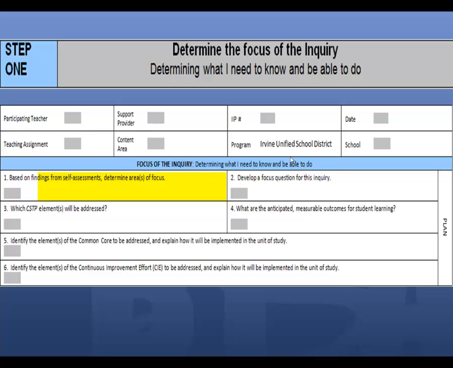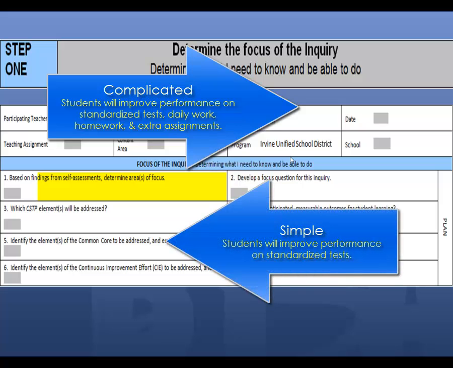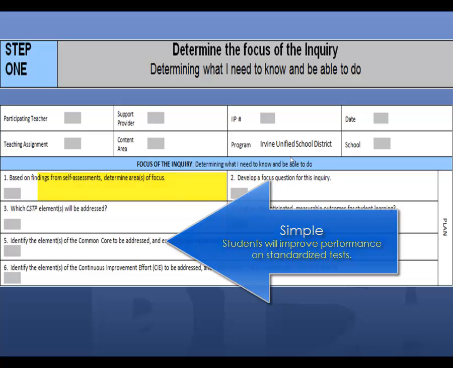Take into consideration your school site in either the grade level or department goals and priorities. Try to include only one variable in your goal and keep it simple. Consider a complicated goal would be students will improve performance on standardized tests, daily work, homework, and extra assignments. But a simple goal could be students will improve performance on standardized tests.